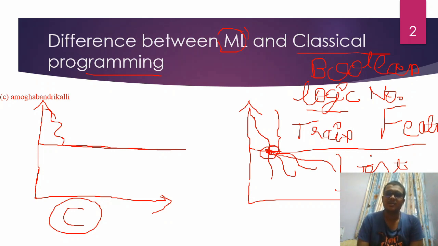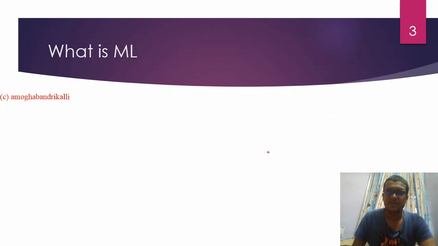So that is going to be called machine learning. Here you will be getting n number of solutions, whereas in classical programming there will be one solution. The most possible solutions we are going to get once the system is trained. So this is the difference between ML and classical programming.